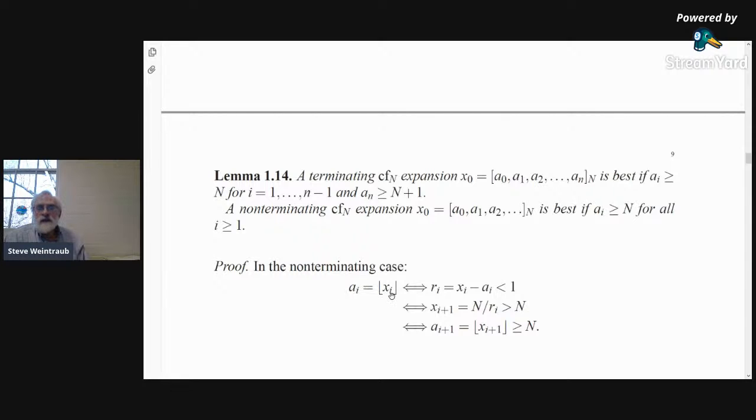Suppose a sub i is the greatest integer in x sub i, right? This is exactly the definition of the best expansion. Well, that will be true if and only if the remainder, x sub i minus a sub i, is less than 1. And that will be the case if and only if n over the remainder, which is x sub i plus 1, is greater than n. And that will be the case if and only if the greatest integer in x sub i plus 1, which is a sub i plus 1, is greater than or equal to n. Right? So if we have a best expansion, then a sub i plus 1 is greater than or equal to n, and vice versa. Okay, so this is our criterion for getting a best expansion.